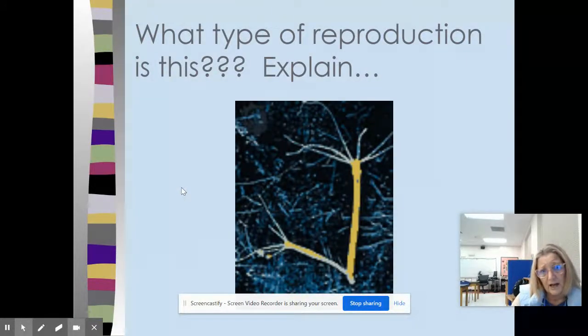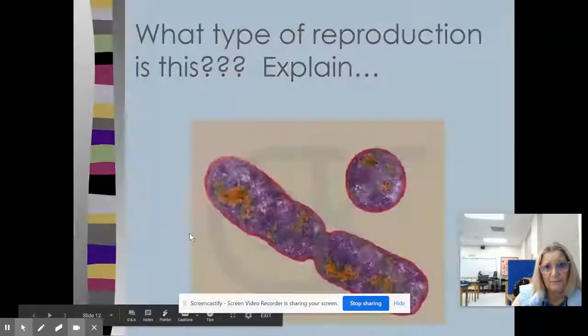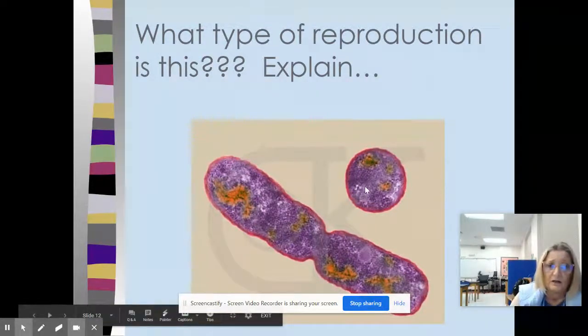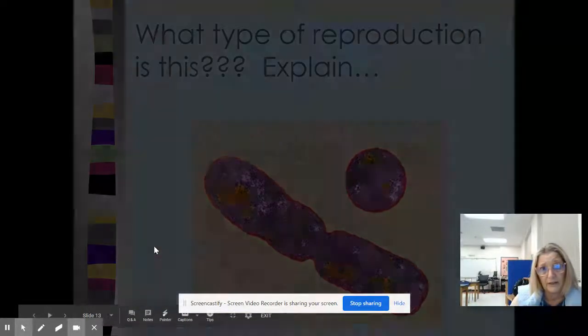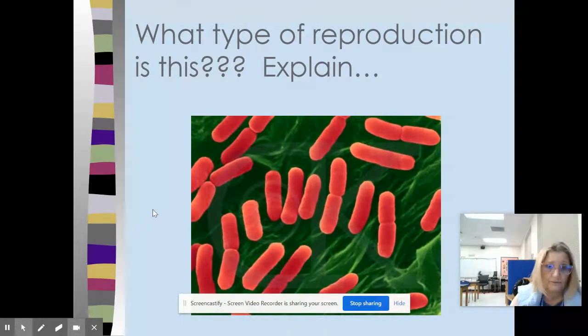Okay, if you look at this type of reproduction, what is that? You have a parent cell and then you have something growing off from it. You should know that. Here you have a cell and it is dividing in two, and then this cell is significantly smaller than the original cell. You should know what kind that is. Here again, we have one cell and it is forming two.